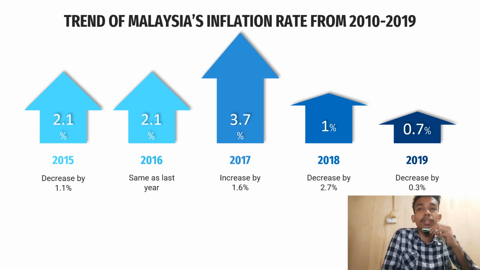After the new government zero-rated the goods and services tax (GST), Malaysia's inflation rate had a major decrease in 2018 to 1% from the last year, which was 3.7%. The inflation dropped below 1% in June 2018 for the first time in nearly a decade.